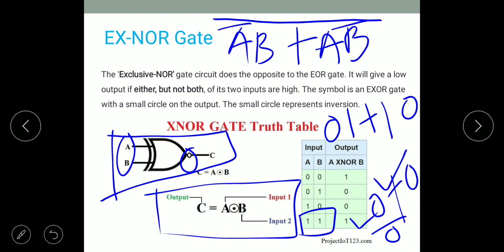So inversion of the XOR gate. Here we simply put the bar on the equation of the XOR gate. So this is the XNOR gate, and next we will see all the types of logic gates: basic gates, universal gates and derived gates. Okay, thank you.